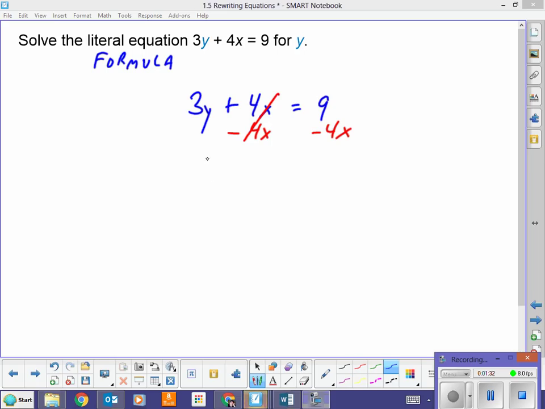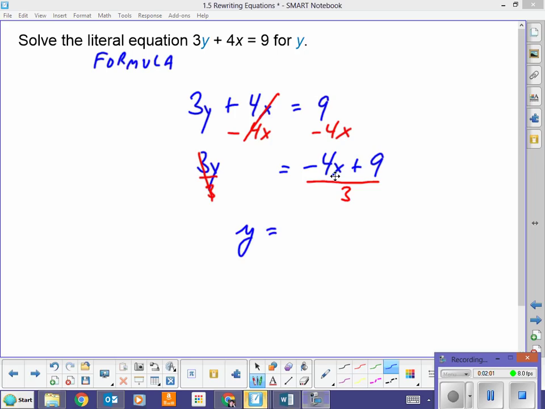So that's going to leave me 3y on the left side equal to, and I'm going to write it in this order, negative 4x plus 9, because typically we put the variables first and any plain numbers go last. Okay, so now what? I want to, again, isolate the y, so I have to divide both sides by 3. So 3 divided by 3 is 1, and 1y equals y.